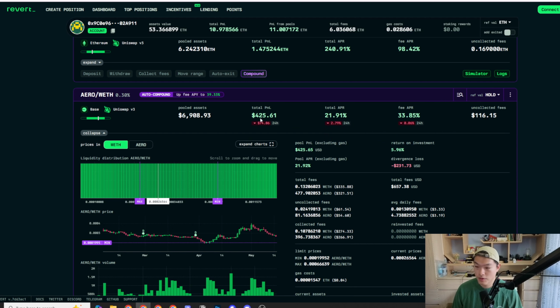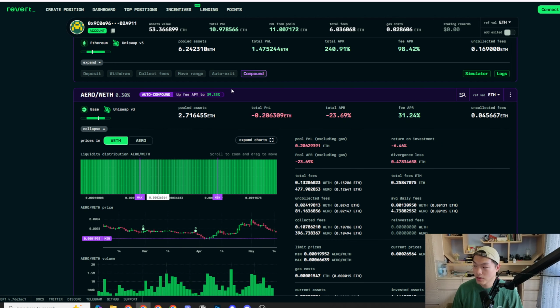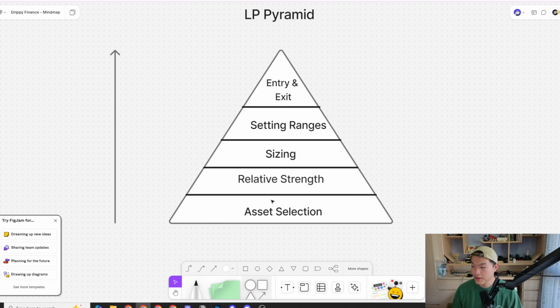Compared to holding, so if I was just to buy and hold Arrow and ETH separately, I'm still up roughly $400 something. So that's all right. But my end goal is to actually have more Ethereum profit if possible. So asset selection is very important. How do we actually go about selecting a good asset?